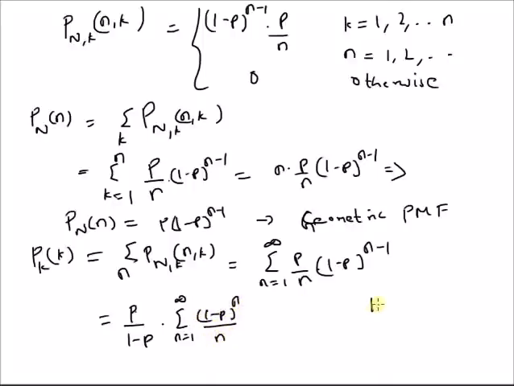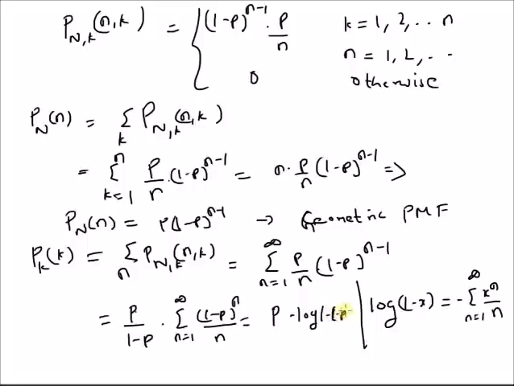By definition, the Taylor series of the logarithm of 1 minus x is equal to minus summation n = 1 to infinity of x^n / n. So this is the Taylor series expansion of log(1-x). Using this definition and putting x = 1-p, we have p times minus log(1-(1-p)), divided by 1-p.